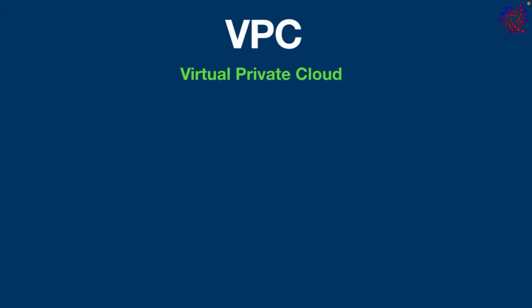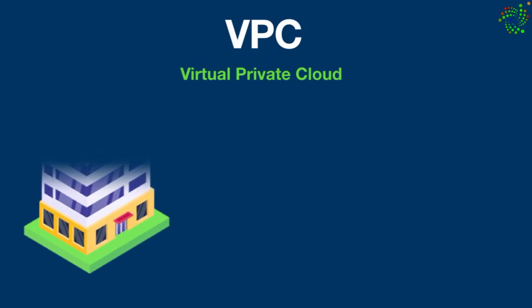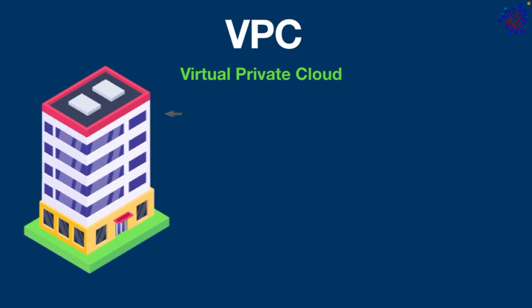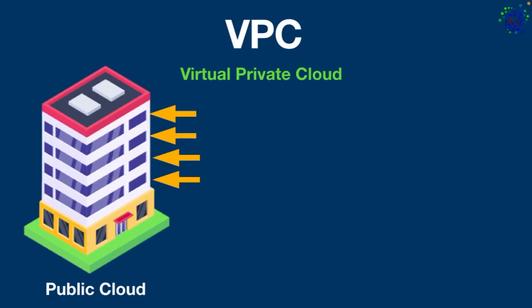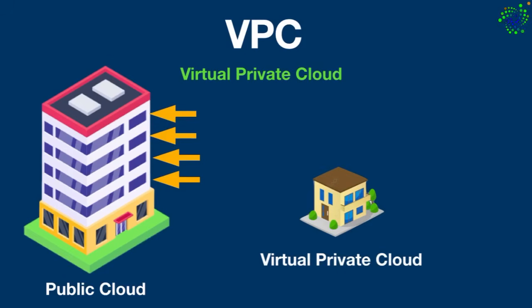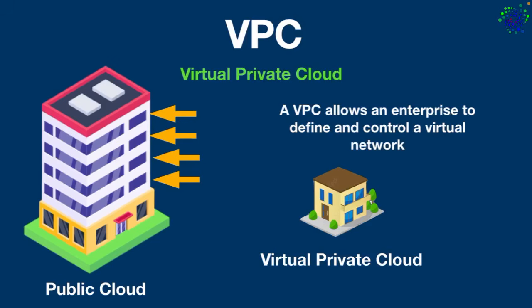Let's take a different scenario. Imagine that a cloud provider's infrastructure is a residential apartment building with multiple families living inside. Being a public cloud tenant is similar to sharing an apartment with a few roommates. In contrast, having a VPC is like having your own private condominium. No one else has the key, and no one can enter the space without your permission. A VPC allows an enterprise to define and control a virtual network that is logically isolated from all other public cloud tenants, creating a private, secure space on the public cloud.